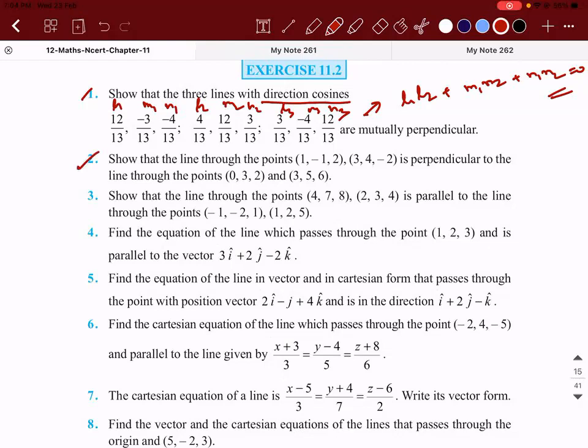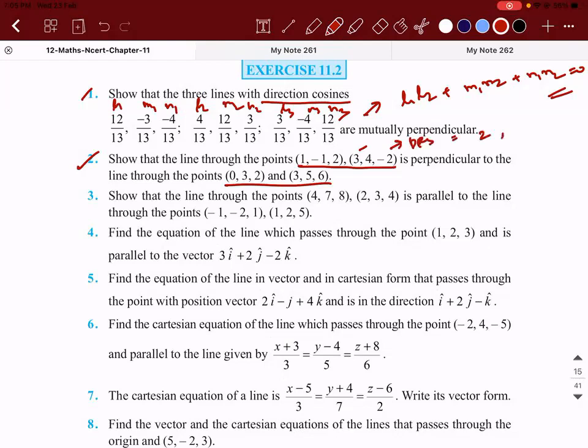Next, show that the line through the points is perpendicular to the line through these 2 points. So what are we supposed to do? Find. Remember one thing, okay? Whenever 2 points are given to you, indirectly they are giving you the direction ratio of that line. How? When 2 points are given to you, they have given you the direction ratio. So how do you find the direction ratio? x2 minus x1, y2 minus y1, and z2 minus z1. So what is the direction ratio of this line?